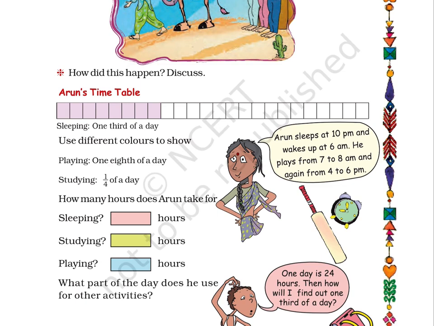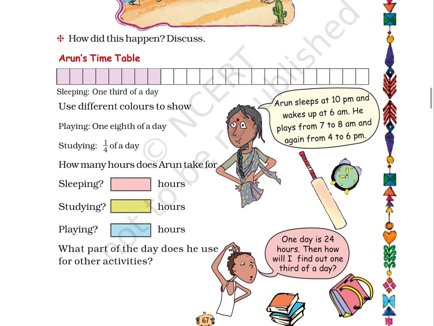Towards the right side, we have some helping text given in the form of talking pictures. There's a picture of Arun's mom telling us Arun sleeps at 10 p.m. and wakes up at 6 a.m. He plays from 7 to 8 a.m. and again from 4 to 6 p.m. And then there is a confused-looking boy telling us, "One day is 24 hours. Then how will I find out 1/3 of a day?"